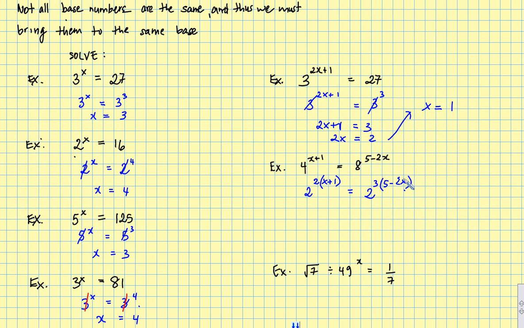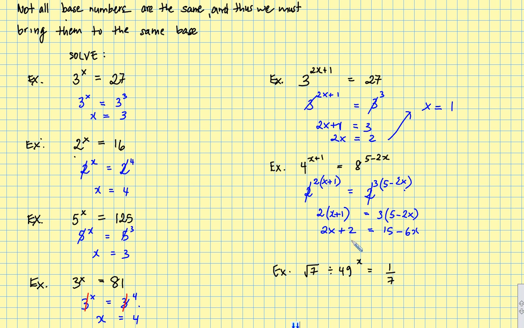Alright, now in having done that, my bases are dealt with. I don't need them anymore. And I have 2 bracket x plus 1 is equal to 3 times bracket 5 minus 2x. So that in the simplification here, it's quite easy. All I do is FOIL or I distribute. I get 2x plus 2 equals 15 minus 6x.